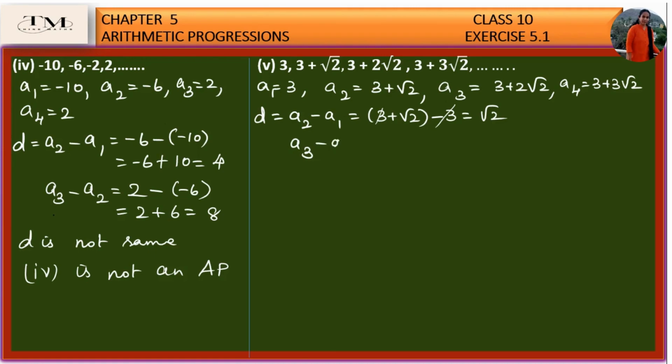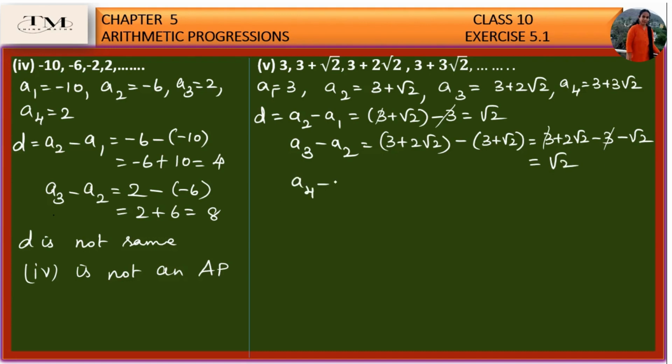Then A3 minus A2. What is A3? It is 3 plus 2 root 2 minus A2 is 3 plus root 2. So it is 3 plus 2 root 2. If you multiply it by negative, it is minus 3. Minus into plus, minus root 2. So plus 3 and minus 3 gets cancelled. 2 root 2 minus 1 root 2 is 1 root 2. So it is root 2.